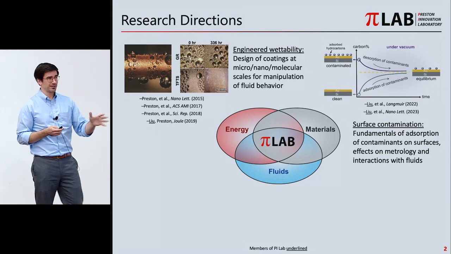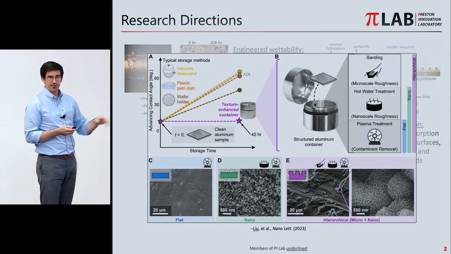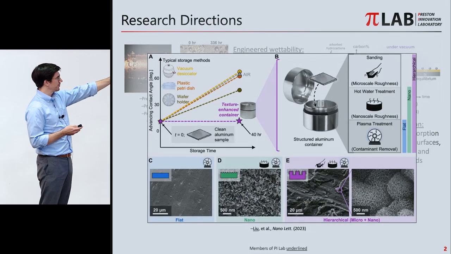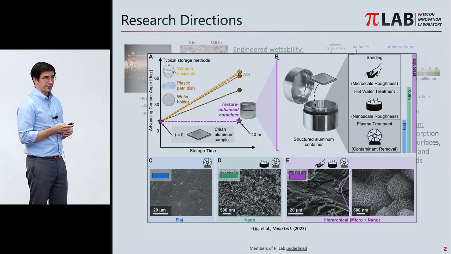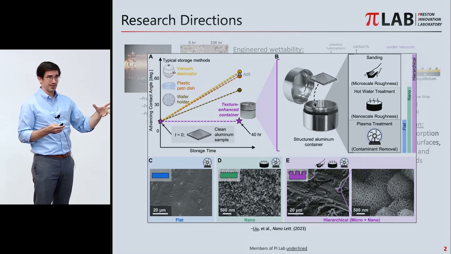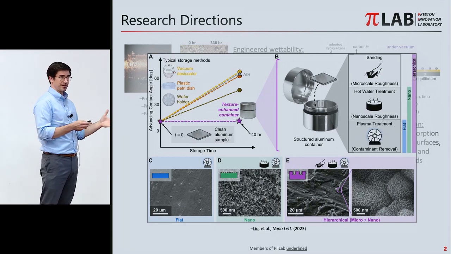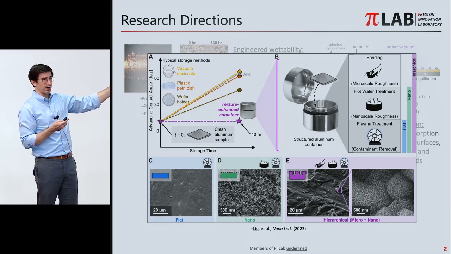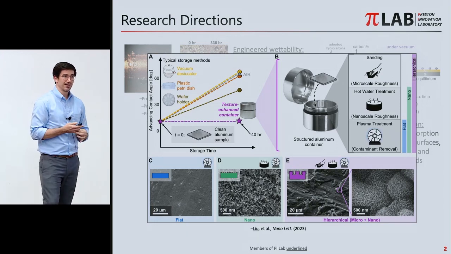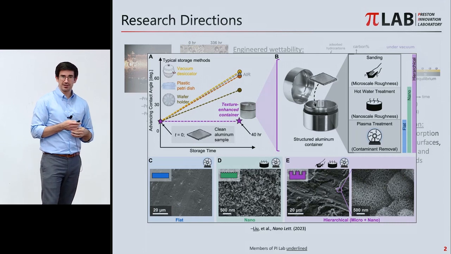One thing I wanted to point out here that I think might be of interest to folks in the audience is that if you do want to keep your samples clean, just a couple of months ago, we came out with an approach that was published here where we use a metal container. We increase the surface area at both the micro and nano scales to get a really high surface area, and then we make it really clean. And what this container does is the inner wall acts as a getter for contaminants. So if you put your sample in here, it will keep it clean.